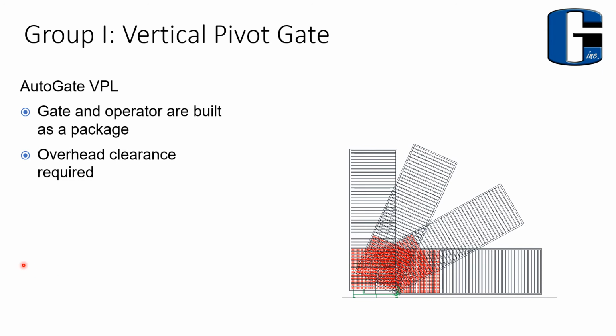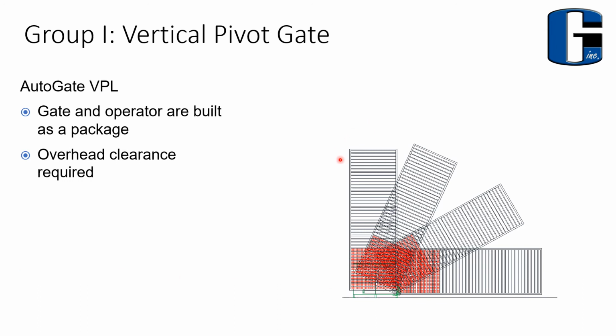These gate operators and systems are generally built with the gate and operator together as a package so that the manufacturer can properly balance the weight of the gate and make sure that the attachment of the gate is correct. There's big springs inside that balance the weight of the gate, and that all has to be adjusted just right.